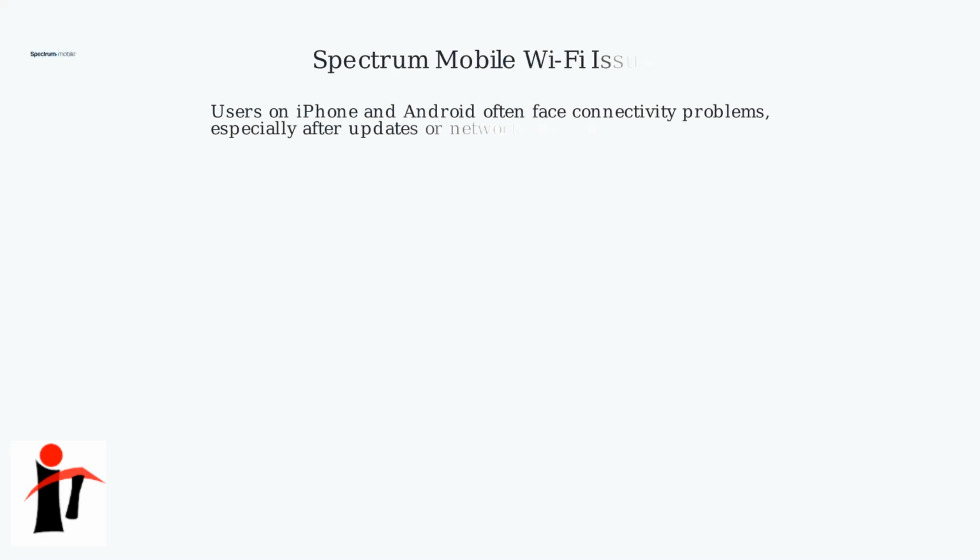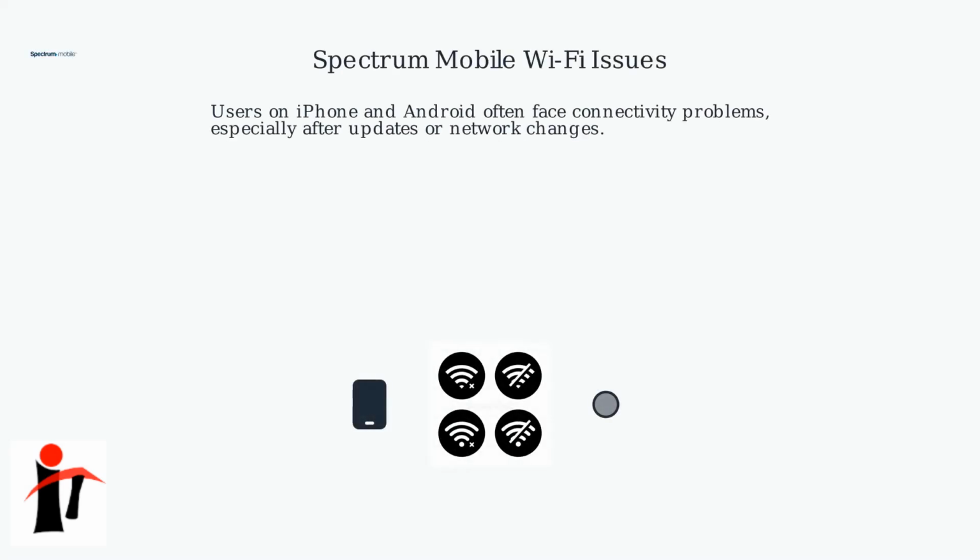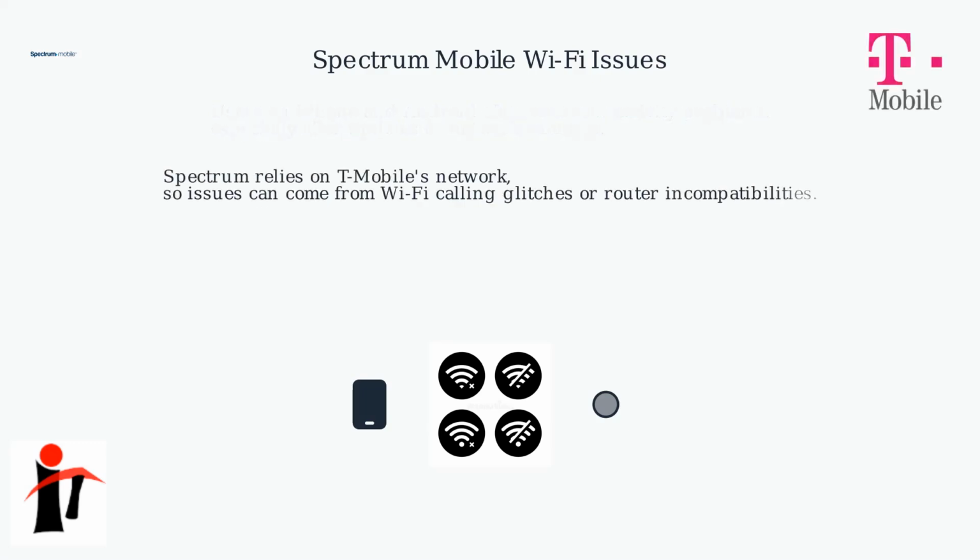Spectrum Mobile users on iPhone and Android often face Wi-Fi connectivity problems, especially after software updates or network changes. Since Spectrum relies on T-Mobile's network, issues can arise from various sources, including Wi-Fi calling glitches or router incompatibilities.